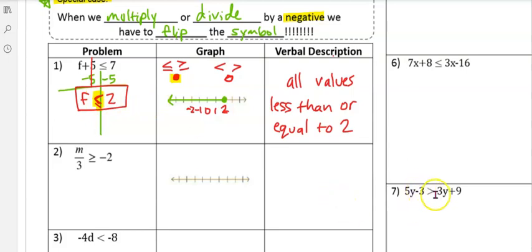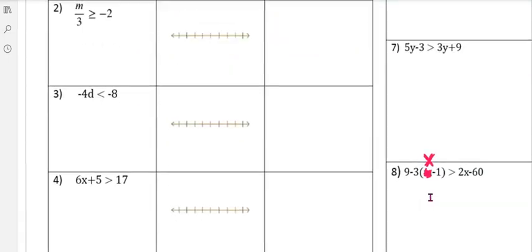So let's look at one that might be a little bit harder. Okay. What about if we had variables on both sides?